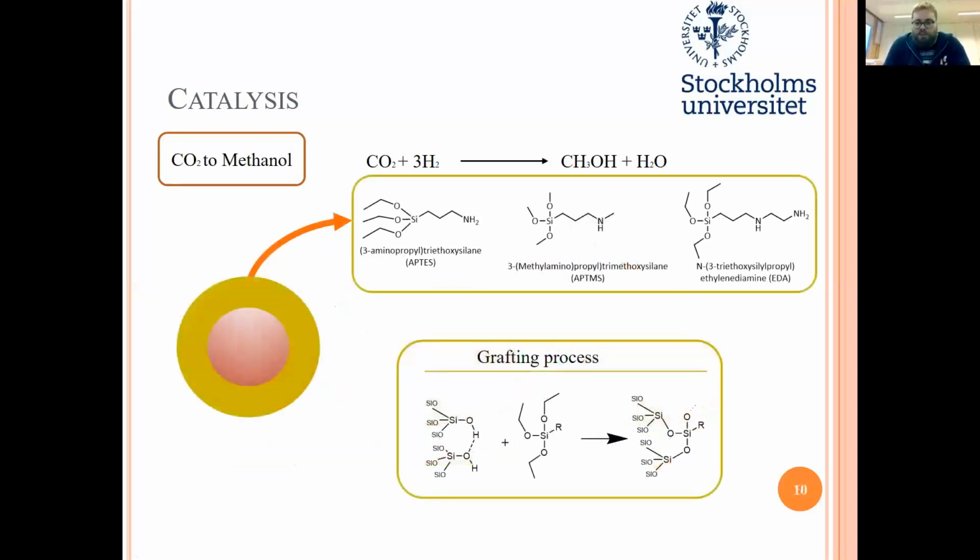For this grafting process, the general reaction is shown down here where it says grafting process. The left side would be the general surface of silica. It has these silanol groups that can then react with these monomers, which would be the aminated monomers. This R chain varies in different lengths and different types of amine groups. We've tested three different types of amine groups: a primary amine, a secondary amine, and then a monomer that has both the primary and the secondary.